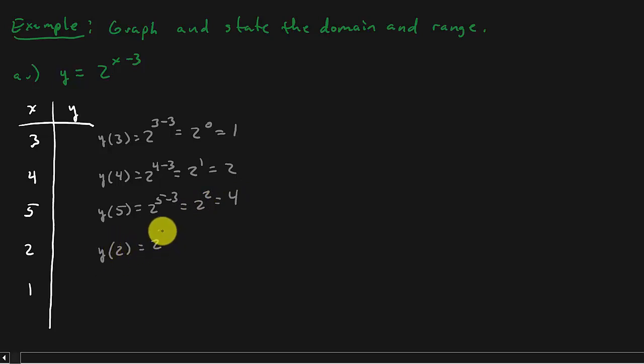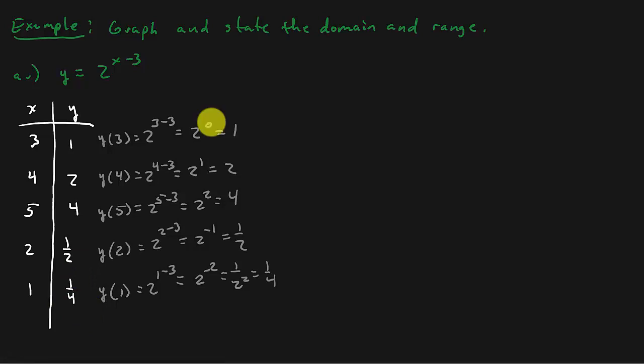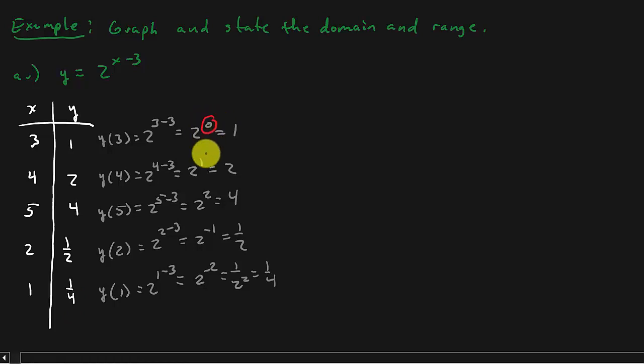y of 2 is 2 to the 2 minus 3, which is 2 to the negative 1, which equals 1/2. And y of 1 is 2 to the 1 minus 3, which equals 2 to the negative 2, which is 1 over 2 squared, which equals 1/4. And so I get 1, 2, 4, 1/2, and 1/4. All right. So do you see it? Remember, I want my exponents to be 0, 1, 2, negative 1, and negative 2. And there it is.